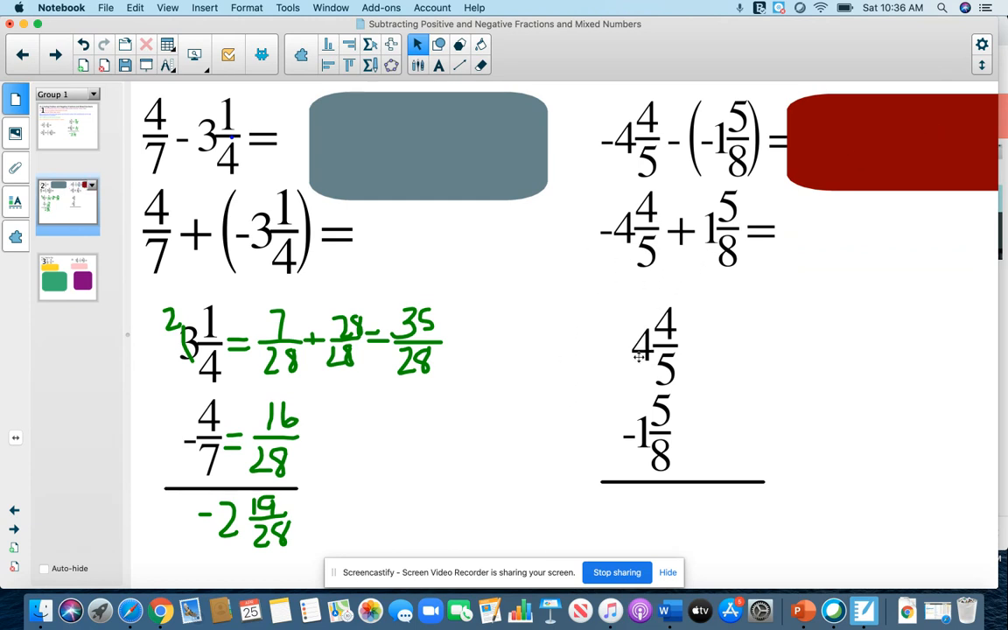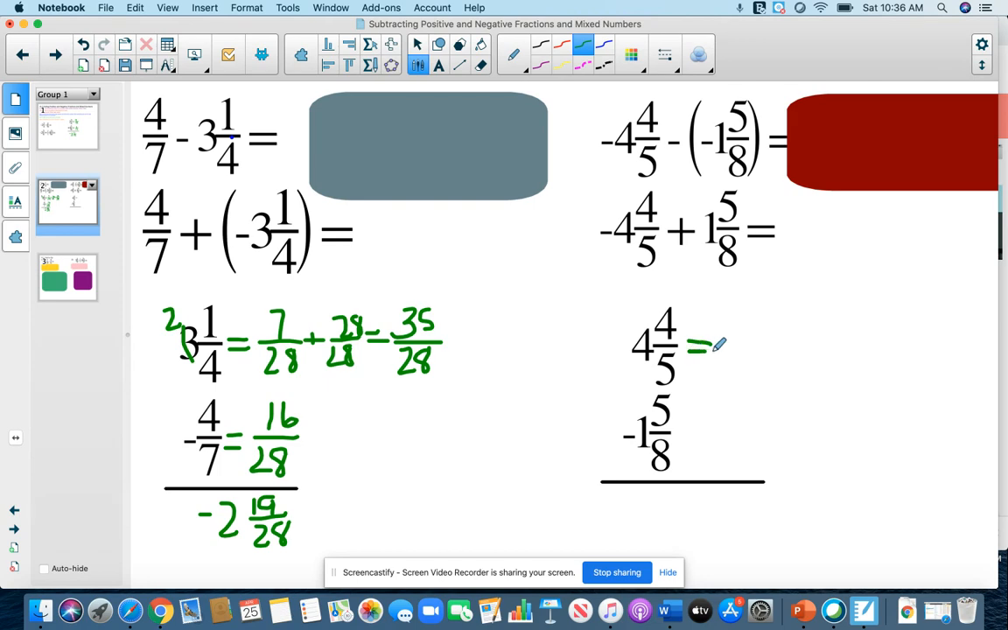So we're going to go ahead and subtract, and the absolute value of negative 4 4/5 is larger, so it goes first. So I have 4 4/5 minus 1 5/8. You need to find a common denominator. On this one, the common denominator is 40.